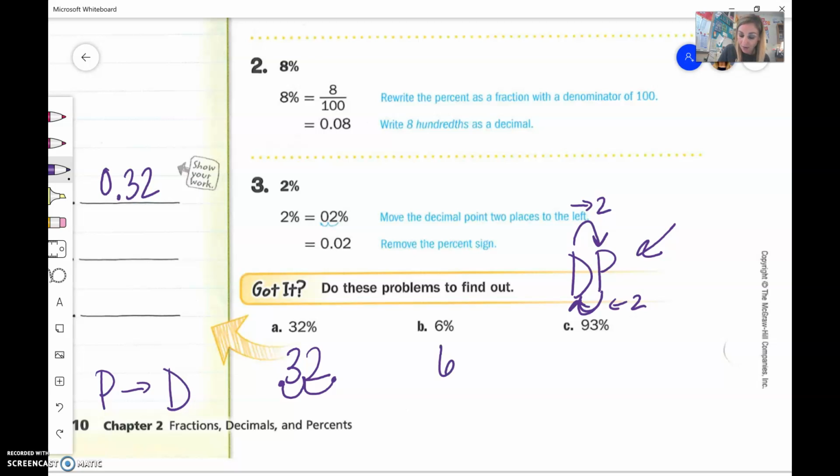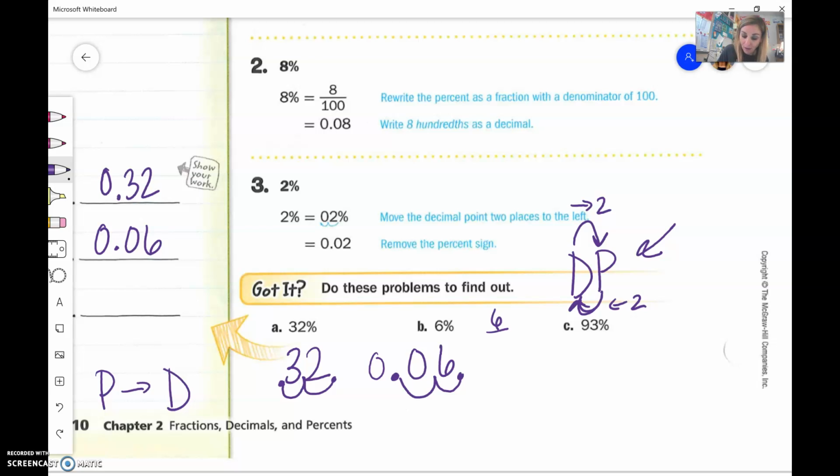Okay, now I have 6%. Notice my decimal point is at the end. I'm going to move that 2 places, 1, 2, and I have to annex a 0. So I get 0 and 0, 6. So 0.06, which is the same as 6 hundredths, because remember, percent means out of 100.